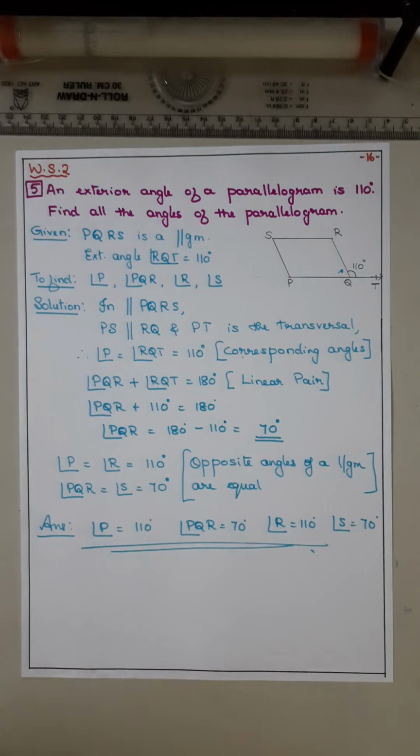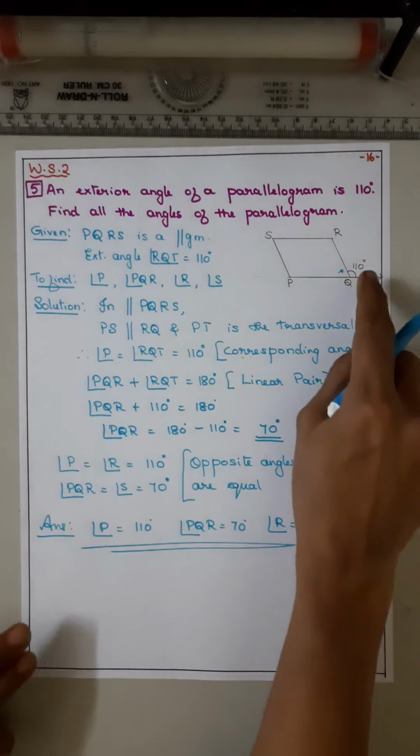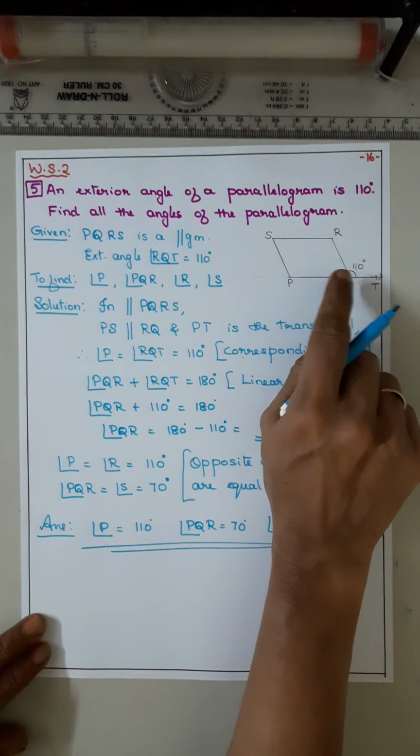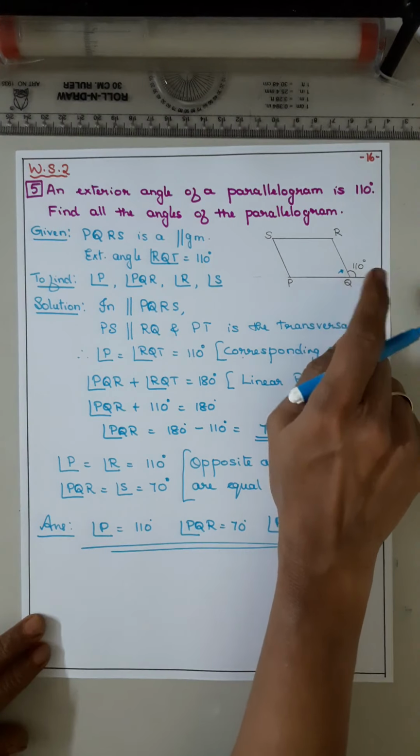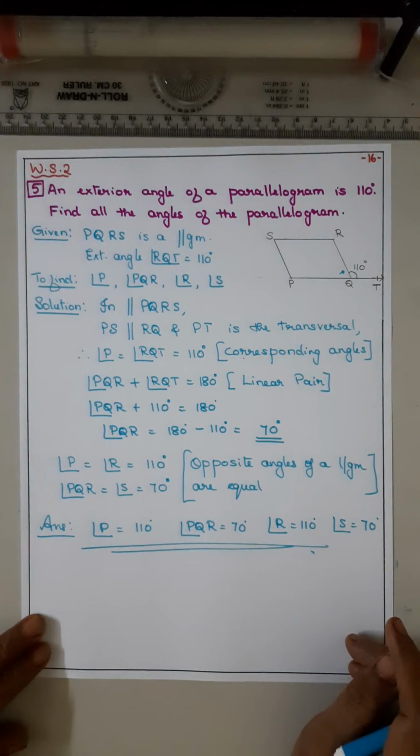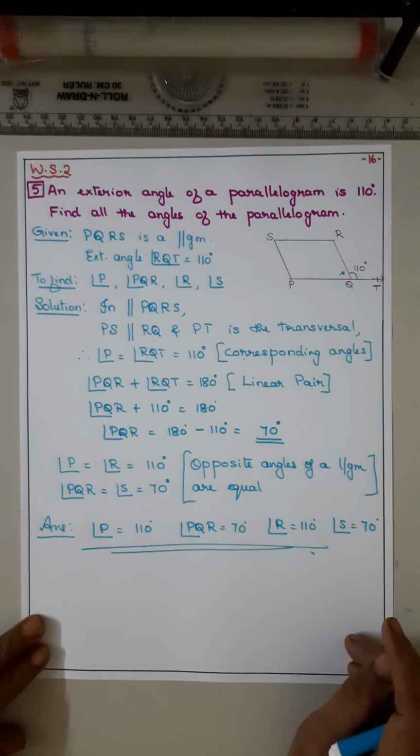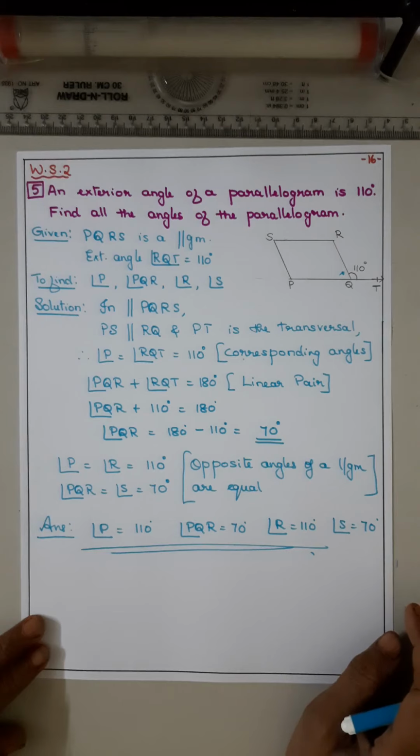In the earlier ones you were told about the co-interior angles. Now here one is the corresponding angle and then this is a linear pair. Is it clear? Hope everyone understood up to question number 5.